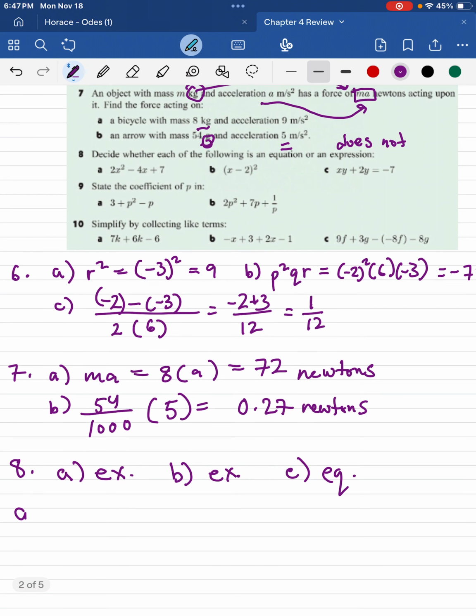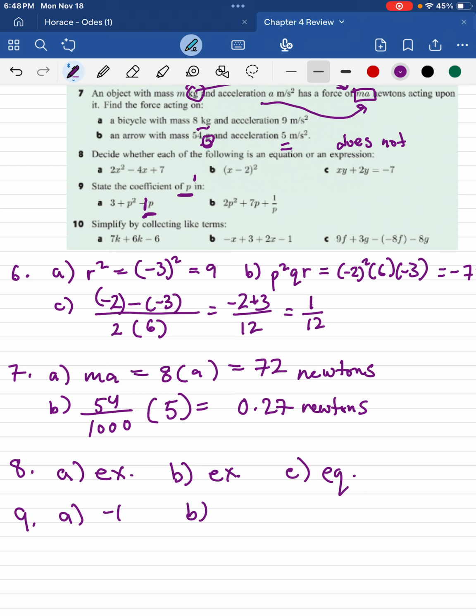Number 9, state the coefficient of P. So I want whatever term of P I see. It must be P with no power, notice, right? Or at the very least a power of 1. And I want to figure out the number in front of it, as long as there's a number. Notice here that there is a p, there's no number in front of it, but we can always put in a number 1 in front of anything. And notice that the negative's also there, so this coefficient must be -1.